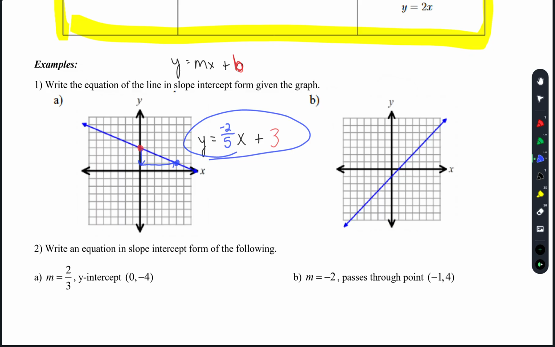So why don't you guys do b? Think if you can do that. Try b, same type of problem. And then make sure you're saying y equals and have an equation.